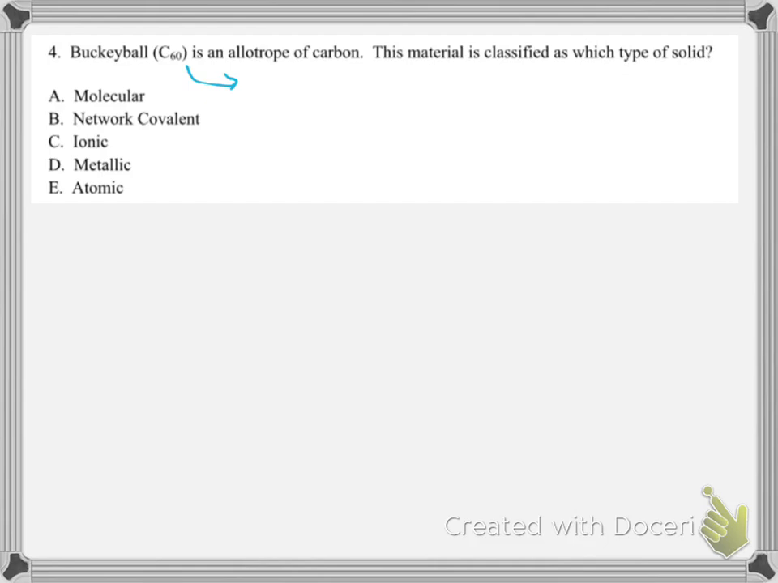you can eliminate atomic right off the bat because it's not just one atom. Carbon isn't a metal, so we can eliminate metallic as an option. It's not ionic, so that one's out. And so this one will end up being molecular. What you end up with basically will be a bunch of soccer balls packed together.